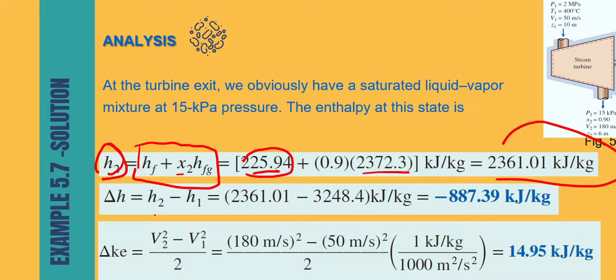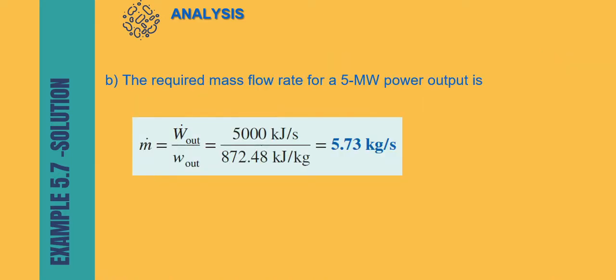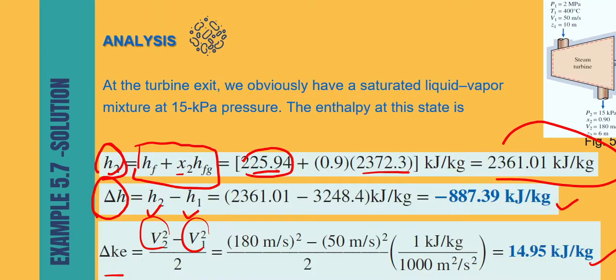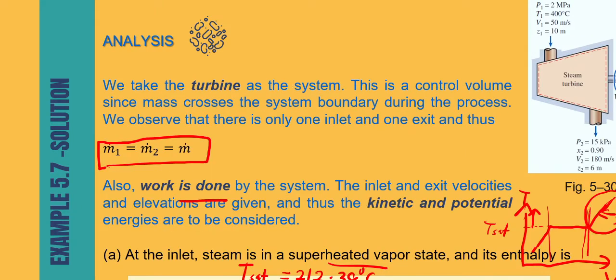Now, once you get the value of H2 and H1, you can calculate the change in enthalpy by subtracting the values, and then you get the change of your enthalpy. You also need to calculate the change of kinetic energy and potential energy. The information is already given in the equation. So substituting the values, you get the kinetic energy change and potential energy change. So what's the conclusion? Not yet. Okay, next, what is the second question?